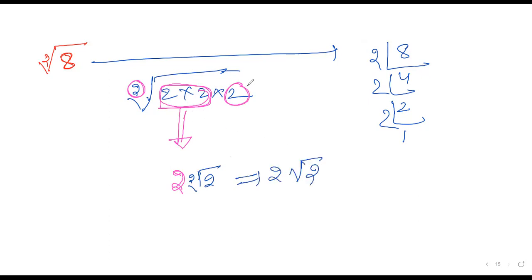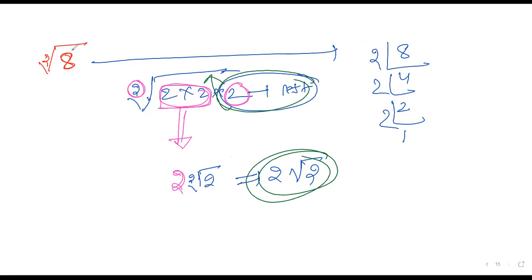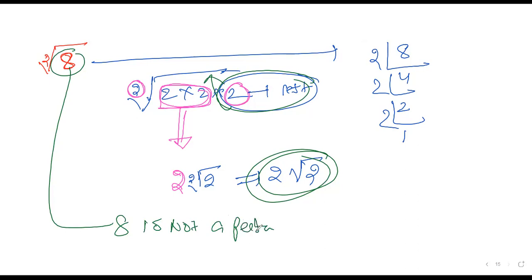So if some value is left in the square root, it is left out inside the square root. Such things will be happening at that particular time. The 8 is not a perfect square.